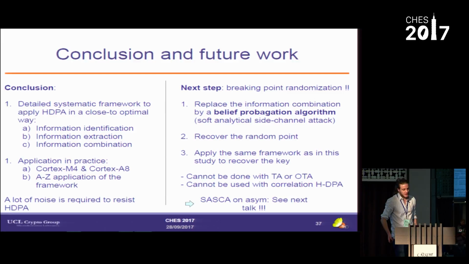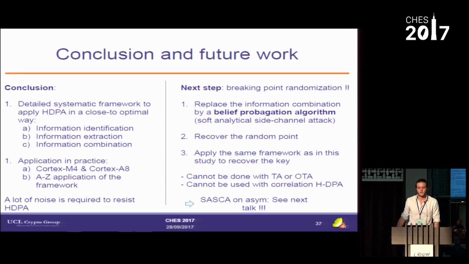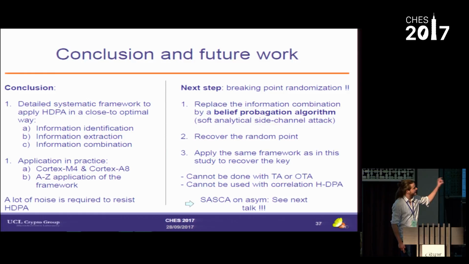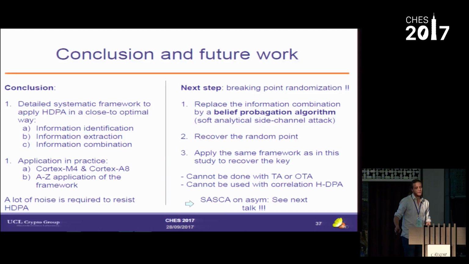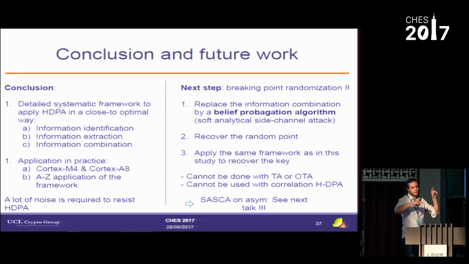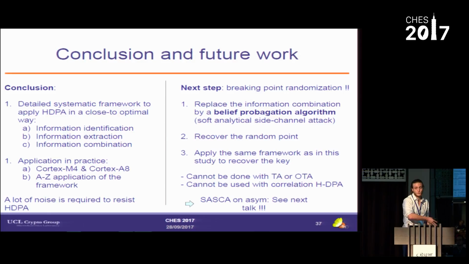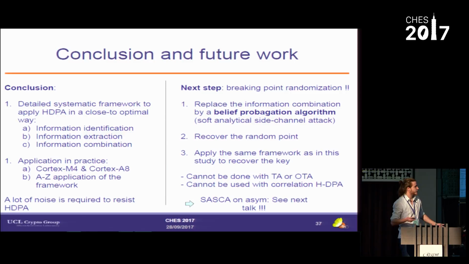a lot of noise. But you're going to tell me, well, why should we care about it? Because the point is always randomized anyway through, for example, random projective coordinates. Well, that's true. But thing is, if you exactly use the same framework and you replace the step C, which is information combination, by a belief propagation algorithm, so you create a graph which will be connecting each register between each other, and you move the information toward the beginning of the algorithm, which is the randomized point, and you get information on the random point which is used.